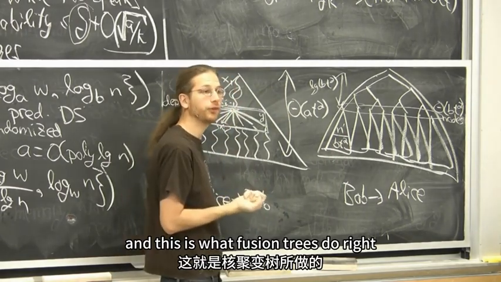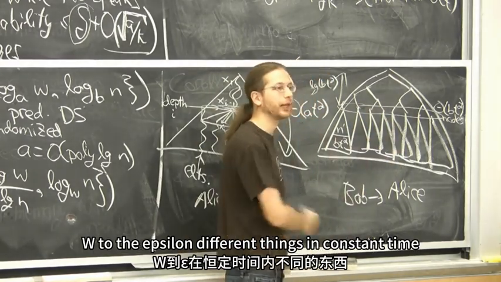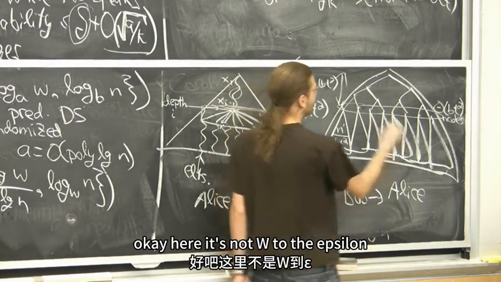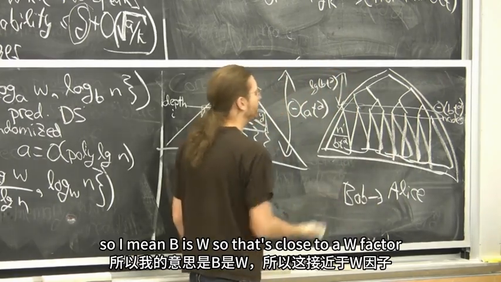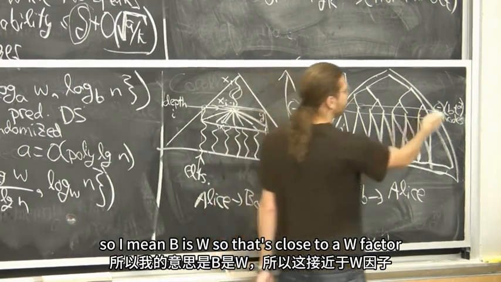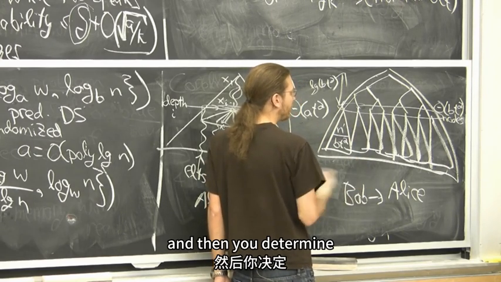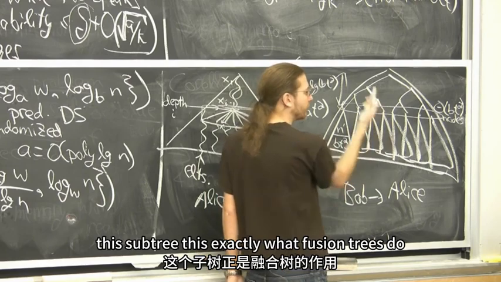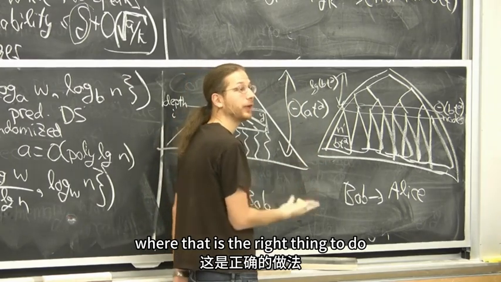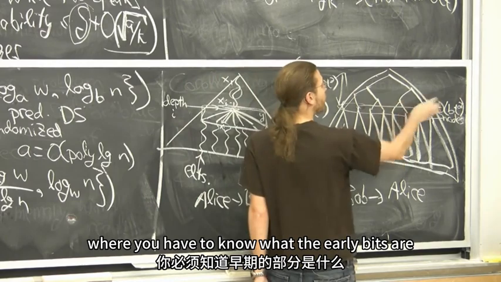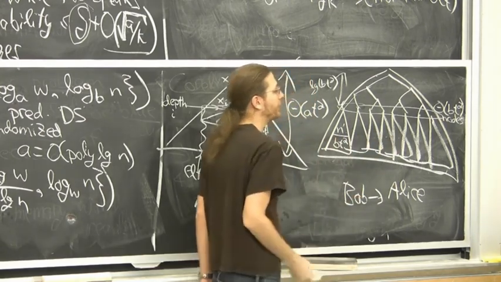And this is what fusion trees do, right? They look at the root first and say, okay, I can distinguish w to the epsilon different things in constant time. Here it's not w to the epsilon, but it's bt squared, and we haven't figured out what b and t are yet. B is w, so that's close to a w-fold search. Then you determine, am I in this subtree or this subtree or this subtree? This is exactly what fusion trees do. But we're setting up a lower bound instance where that is the right thing to do, where you have to know what the early bits are before you can figure out which subtree you're in.